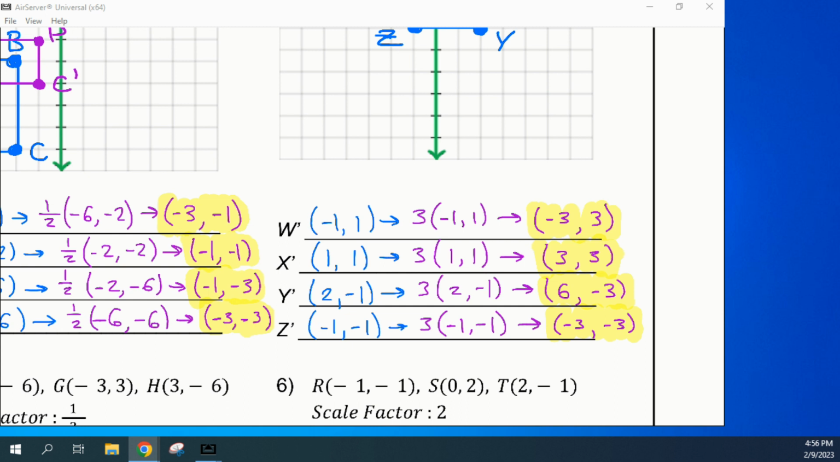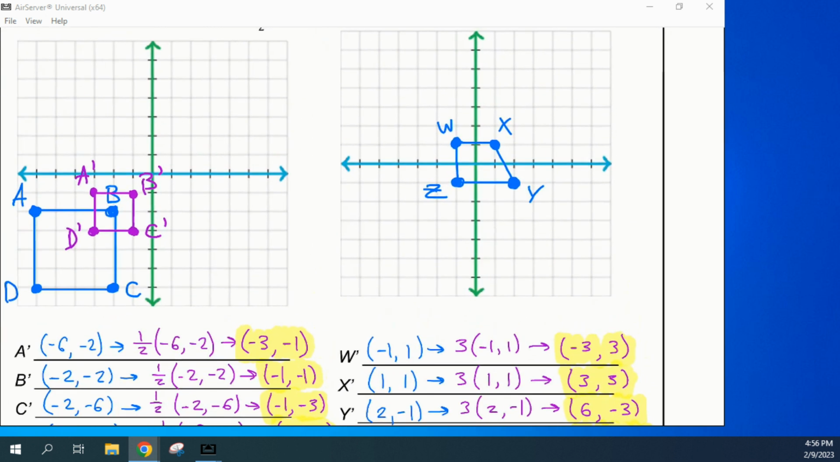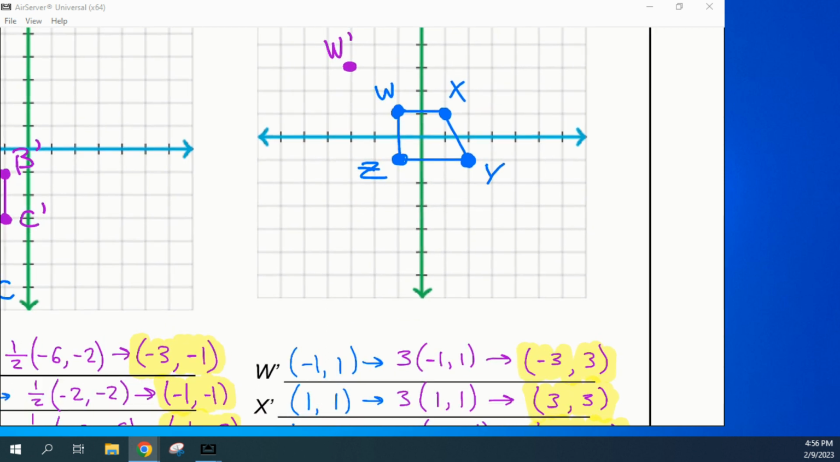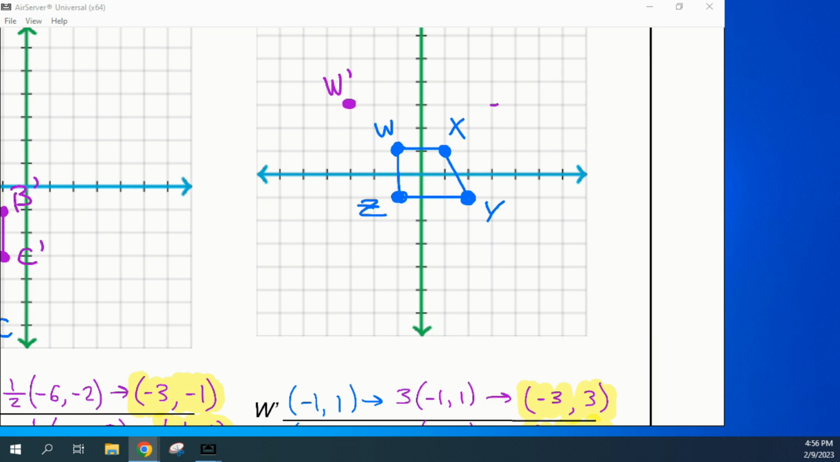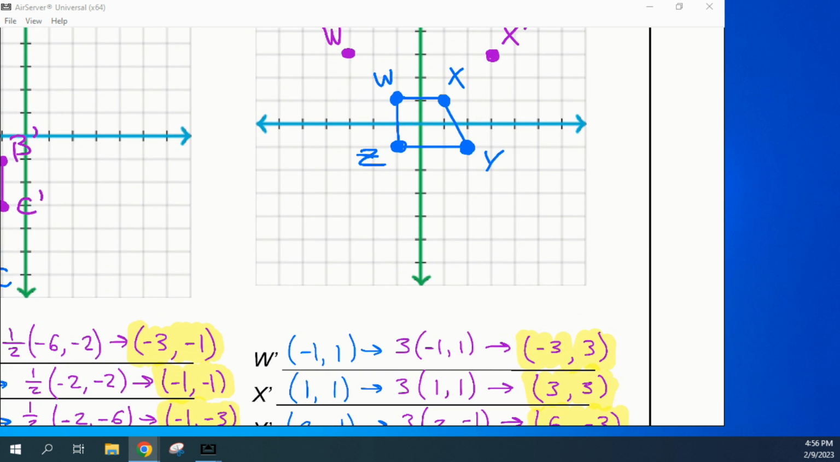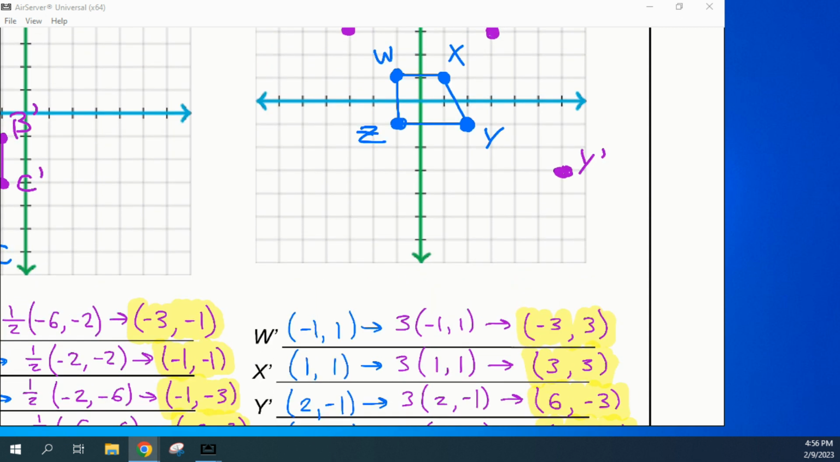So let's go ahead and see if we did everything right here. So W prime should be at negative 3, 3. X prime should be at positive 3, positive 3. Y prime should be at 6, negative 3. And Z prime should be at negative 3, negative 3.